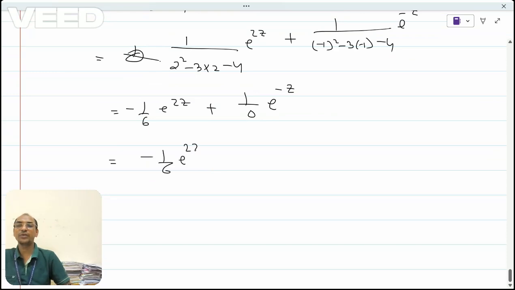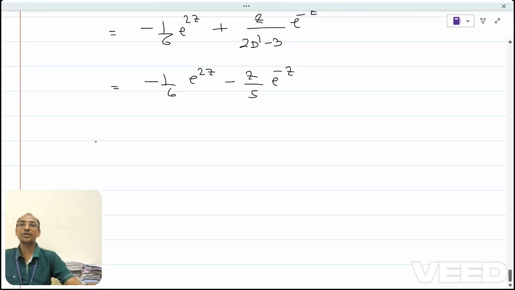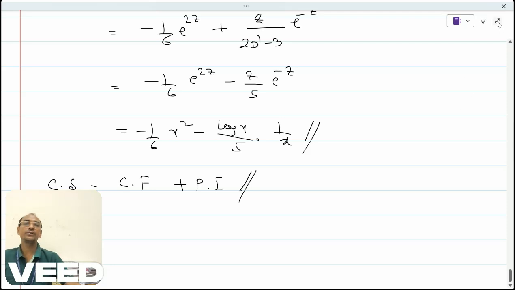-1 by 6 e^(2z) will be as it is. Here what you do, you multiply the numerator by z and differentiate the denominator with respect to D'. So 2D' - 3 e^(-z), and so you will get -1 by 6 e^(2z), and this one will be -2 - 3 = -5, so z by -5 e^(-z). Again e^(2z) is x^2, so we can have -1 by 6 x^2, and e^(-z) is x^(-1), and z equal to log x, so log x by -5 into 1 by x. So this is your PI. Once after getting PI, you write the complete solution as complementary function plus particular integral. So this is the procedure to solve the Cauchy-Euler type equation.